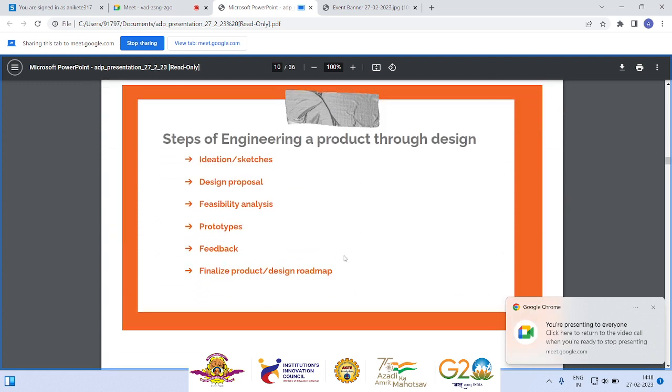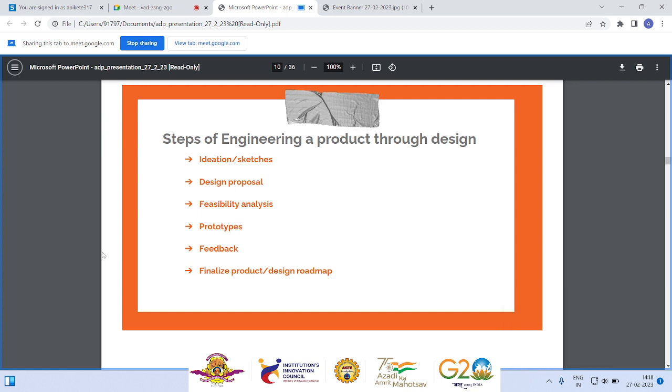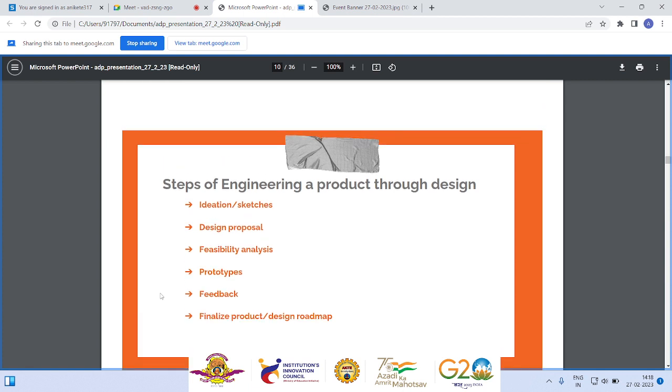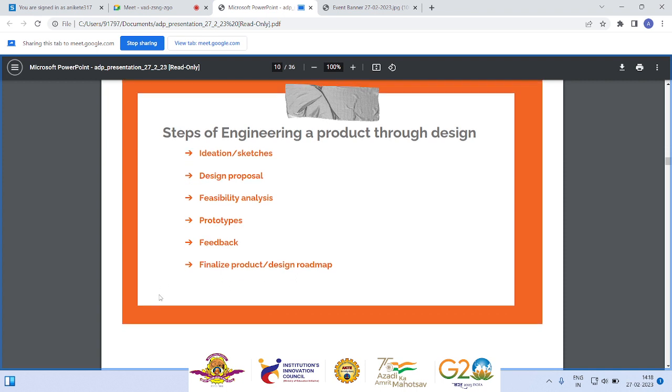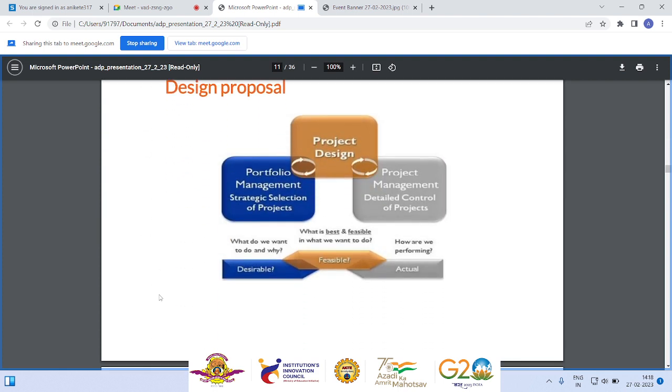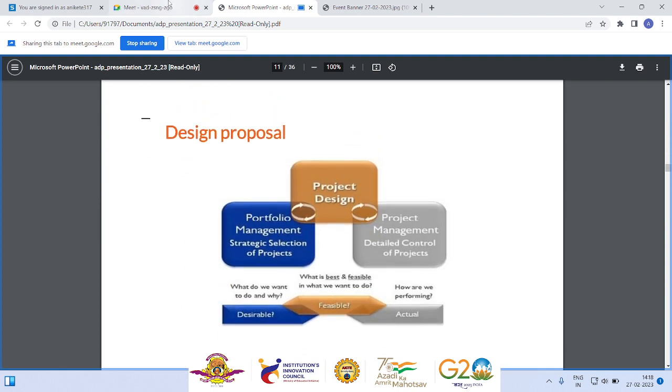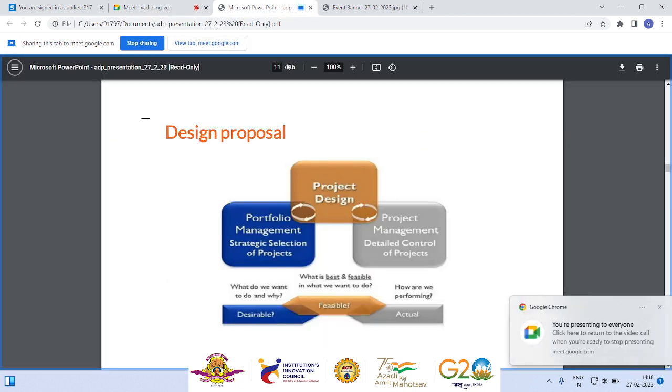Similarly, what are the steps that are involved in engineering a product through design? We have the ideation, that is conceptualization, or the rough sketches that can be drawn on canvas, on sheets, or with the help of different tools available for designing purposes. Then we have the design proposals. In the design proposal, these are the key aspects that are considered. There are questions that are to be asked.